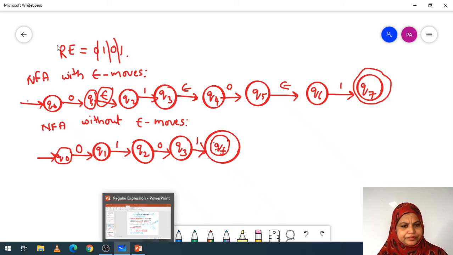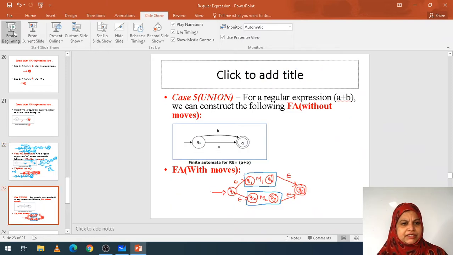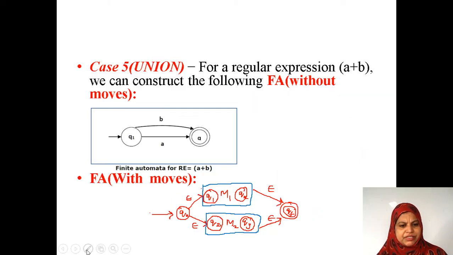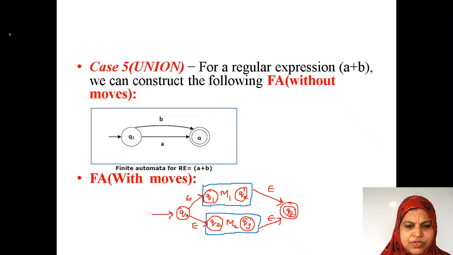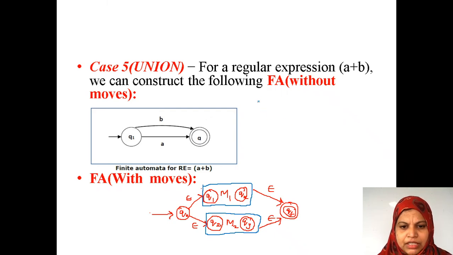Next is union. How are we going to perform this union? Union means plus, A plus B. Here, Q1 on A, and from Q1 only we are also getting B. So for this one, we are going to convert it to a regular expression. My regular expression is A plus B. Plus means union.